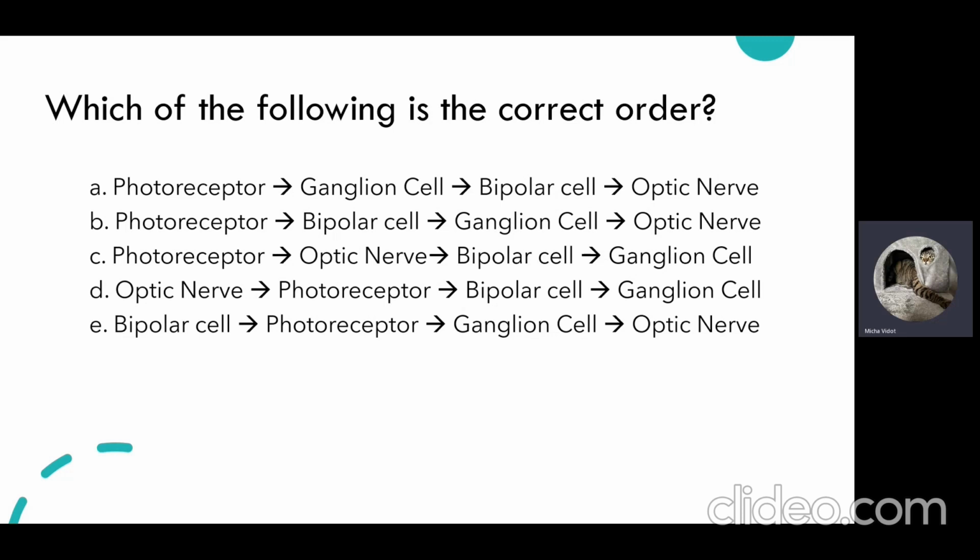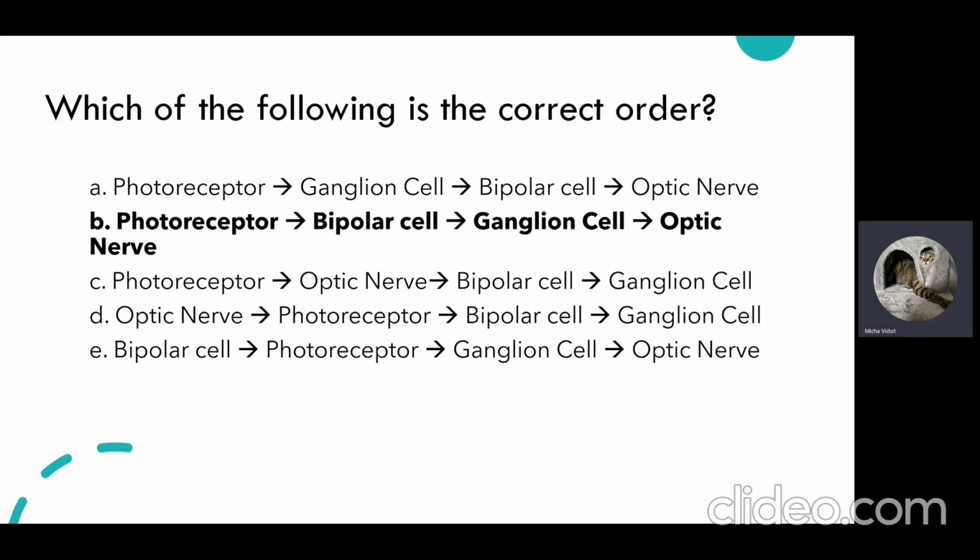So, finishing off with our SVAs, which of the following is the correct order? A, photoreceptor, ganglion cell, bipolar cell, optic nerve. B, photoreceptor, bipolar cell, ganglion cell, optic nerve. C, photoreceptor, optic nerve, bipolar cell, ganglion cell. D, optic nerve, photoreceptor, bipolar cell, ganglion cell. Or E, bipolar cell, photoreceptor, ganglion cell, optic nerve. And the answer is B.